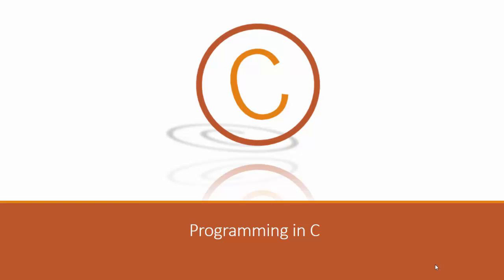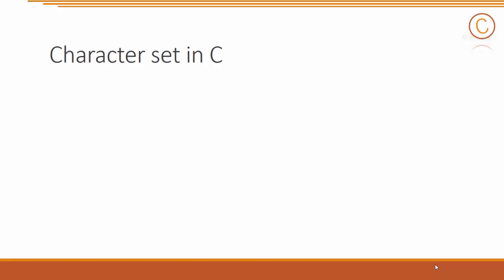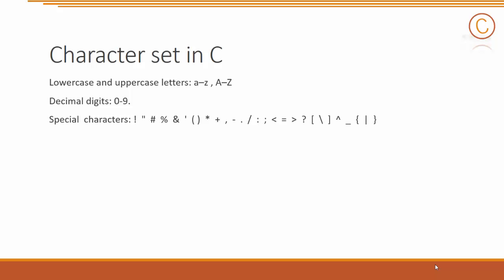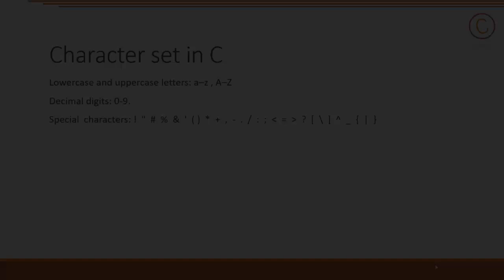Namaste, welcome back. To master any spoken language, we have to first understand the basic elements that make up the language, like the alphabet, vocabulary, grammar, before we can make words and sentences. Similarly, there is a basic character set for C also. These include the lowercase and uppercase alphabet A to Z, decimal digit 0 to 9, and the special characters that you see on your keyboard like your exclamation mark, percentage, ampersand, etc.